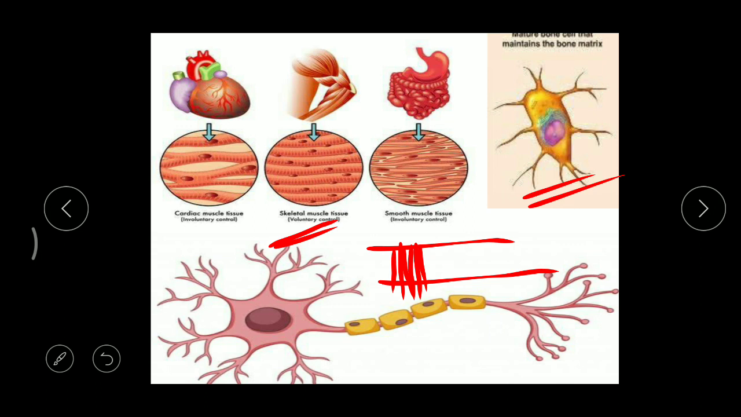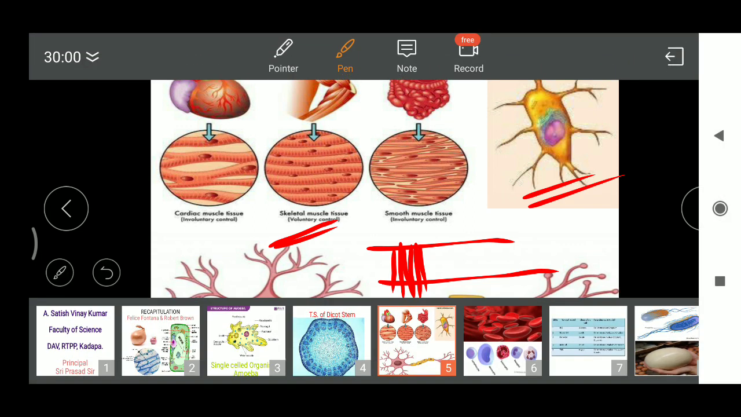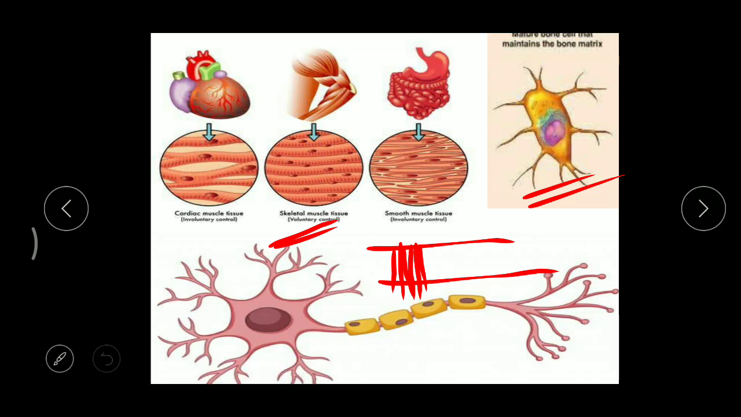This is a bone cell. Bone cell means our bones are made up of these cells. And what is the shape of this bone cell? Yeah, star shape. So we call that stellate. What's the shape of this bone cell?